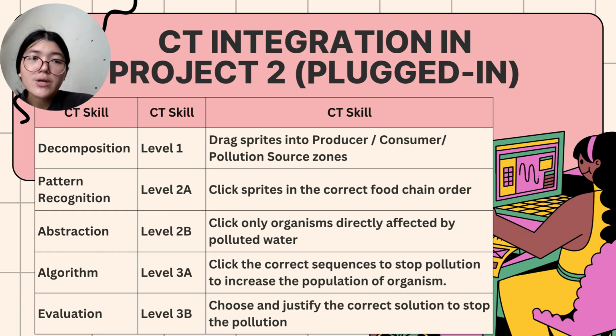First, decomposition. Students are required to classify the species, such as grass, rabbit, fox, eagle, and factory, into the correct categories. Then, pattern recognition. They need to arrange the food chains in the correct sequence, for example, grass followed by rabbit, then fox, and then eagle. The abstraction also requires students to identify only the organisms directly affected by the pollution and ignore the indirect effects. Furthermore, the algorithm requires students to arrange the chain of ecosystem changes, from grass drying to the eagle leaving. Then, evaluation. Through a decision quiz, students choose the best solutions.